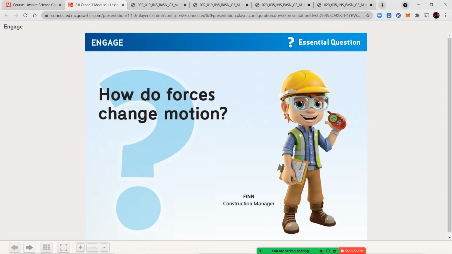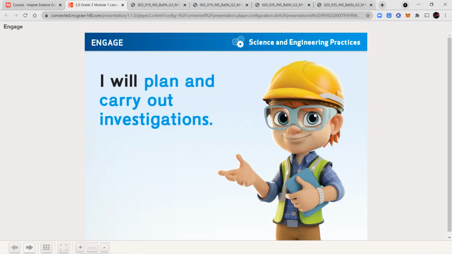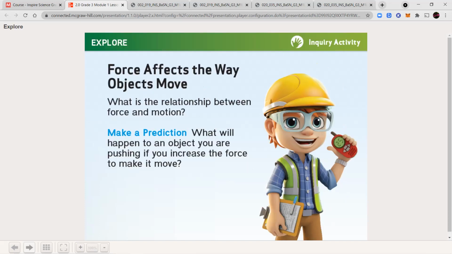For page 23, we're talking about how forces change motion. And for pages 23 and 24, we're going to be carrying out our inquiry activity. So we're going to do an experiment where we're going to be measuring how force affects the way an object moves. So we're going to think about what's the relationship between force and motion. You're going to make a prediction about what will happen to an object that you're pushing if you increase the force. Increase means to make more. So if you increase the force to make it move.